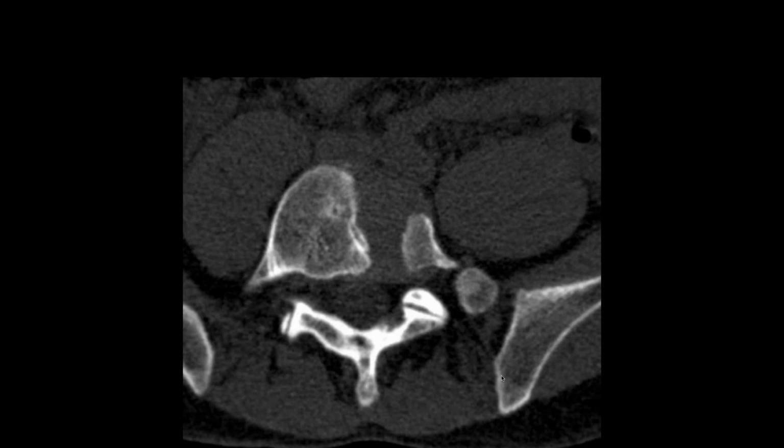Okay, assuming we're not oblique, well, I think we are a little bit oblique, but still it looks like there's this bony abnormality, maybe a missing pedicle on the left. I don't really know from this alone.